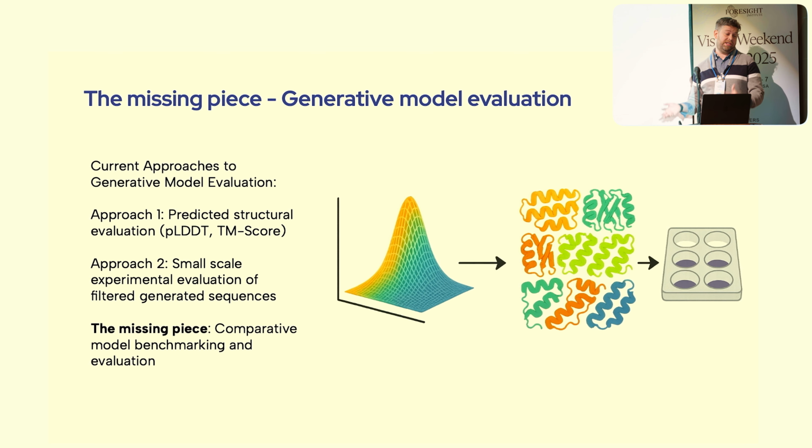But we've got a huge missing piece here. And the missing piece is that the models that currently exist for predicting function for proteins use one of two approaches. They either do structural evaluation using a metric called pLDDT or TM score, which are basically measures of disorder, or they do a small scale experimental evaluation from a filtered set of generative sequences. These are the two approaches, and almost all studies out there use one of these two approaches.